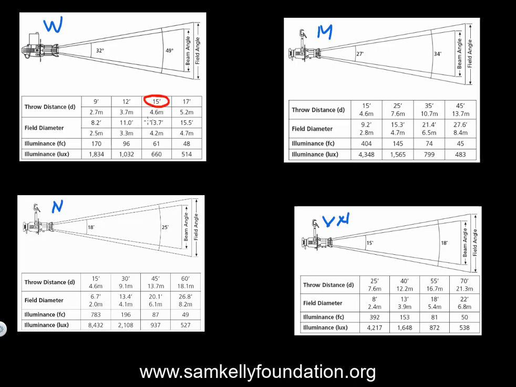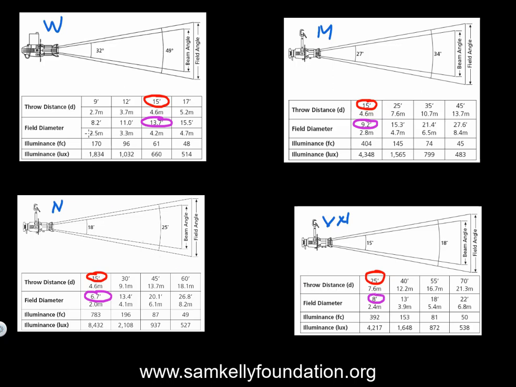At 15 feet, this light makes a circle of 13.7 feet, so a 14-foot circle at 15 feet. However, a medium at 15 feet will make a 9-foot circle. A narrow at 15 feet will make a 7-foot circle, 6.7, so roughly 7 feet. But take a look at our very narrow. Our very narrow at 25 feet only makes an 8-foot circle.